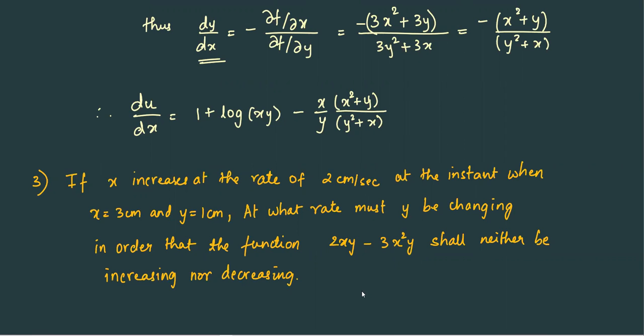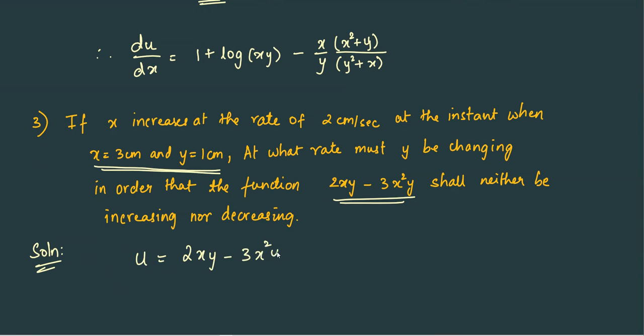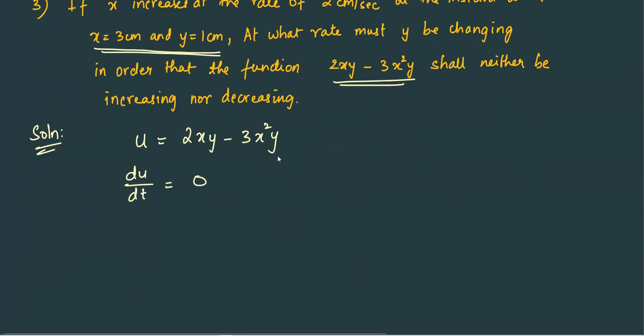So now we have to use this concept of total derivative. This function should neither be increasing nor decreasing at this particular instant. That means u is, let's say, 2xy minus 3x square y. What we want is du by dt is equal to 0 for x equal to 3 and y equal to 1.